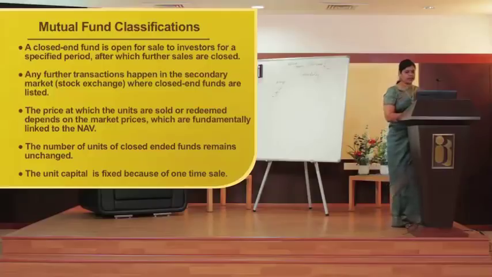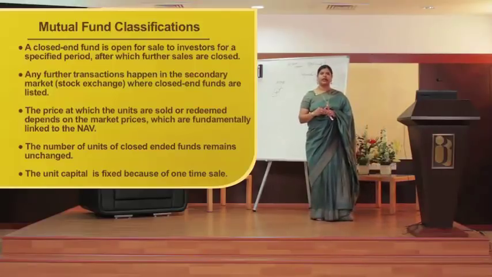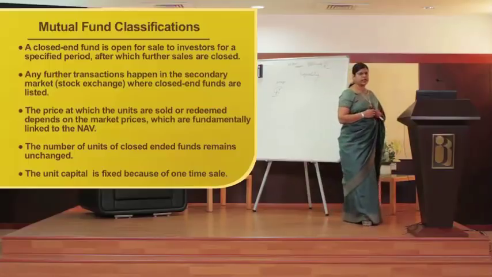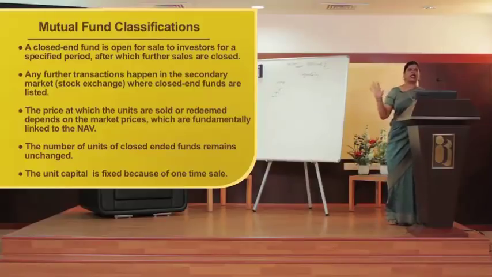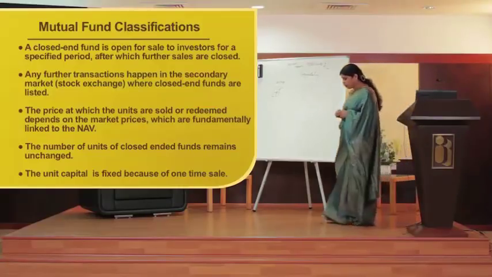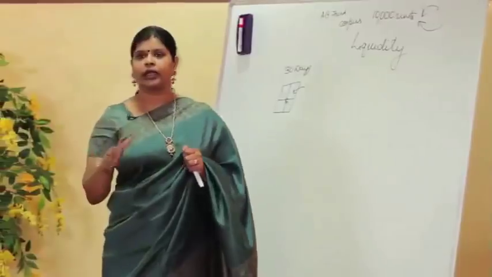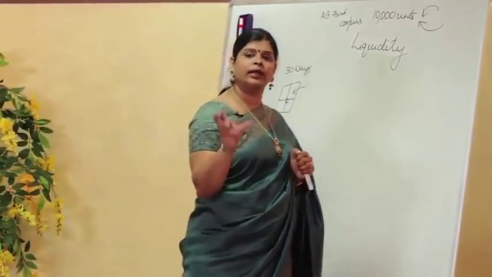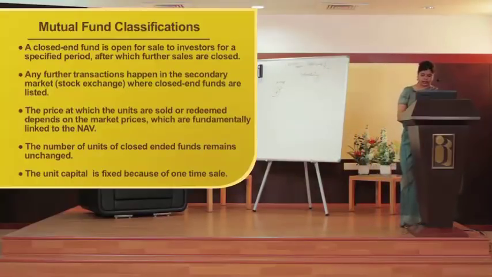Any further transactions happen in the secondary market where closed-ended funds are listed. So if the closed-ended funds are listed, then yes, there is a readily available secondary market wherein the trading can be done for that particular fund. But through the mutual fund, I cannot do any buying and selling. The price at which the units are sold or redeemed depends on the market prices, which are fundamentally linked to the NAV. As I said earlier, there is a NAV even for a closed-ended fund. On a daily basis, the NAV is determined, and on that NAV only the transactions can take place. The selling or redemption can take place.